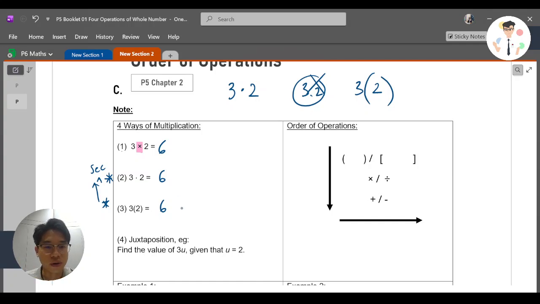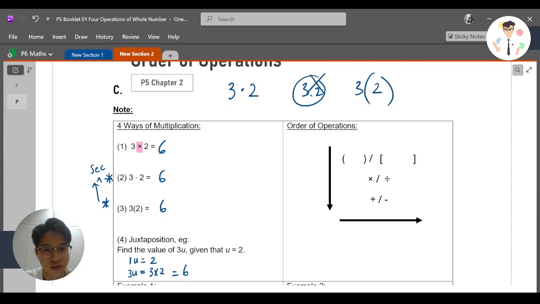Move on. There's something called juxtaposition. Don't be scared by the fancy name. Let's look at an example. If I say, find the value of 3u given that u equals 2. Very simple. If 1u is equal to 2, what is 3u? It's 2 times 3 or 3 times 2, and that gives you 6. That is called juxtaposition, where the 3 stands beside the u, like u is 2, but it stands beside it. And that means 3 times 2.